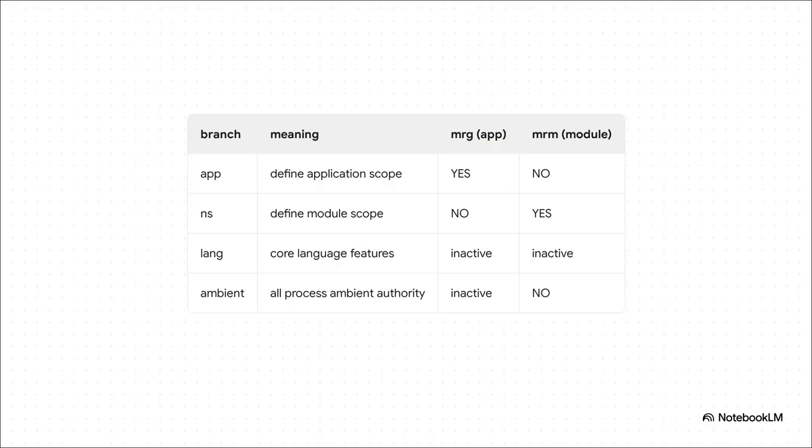And hey, this isn't just a philosophy. It's baked right into the language spec itself. You can see it on this slide. Notice you've got your main app files, the MRGs, and your module files, the MRMs. Now track down to that last row, ambient. That's where all the system authority lives. And for a module, it's a big, fat no. It's cut off from power at the most fundamental level possible.